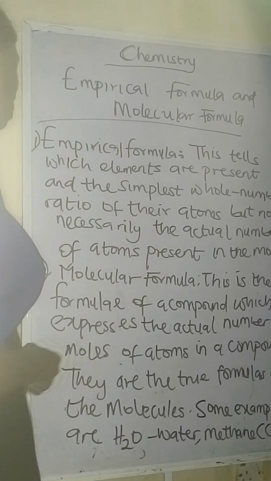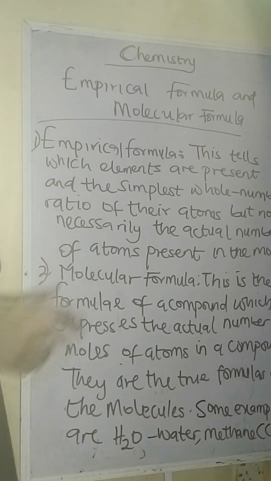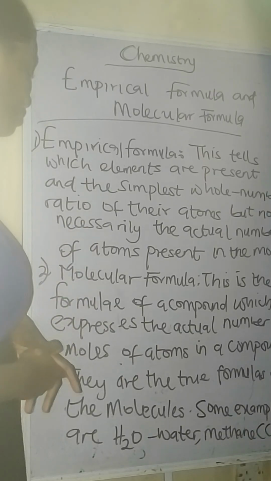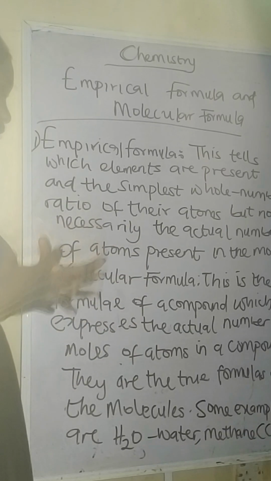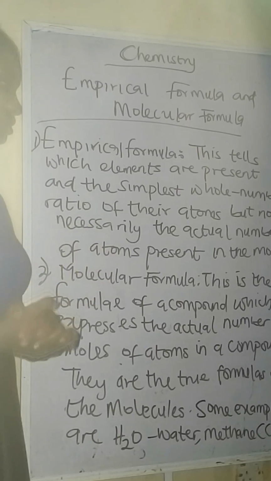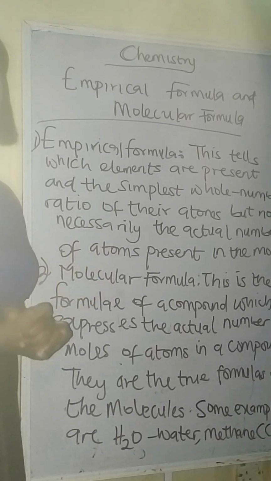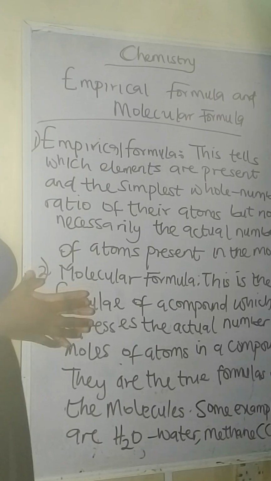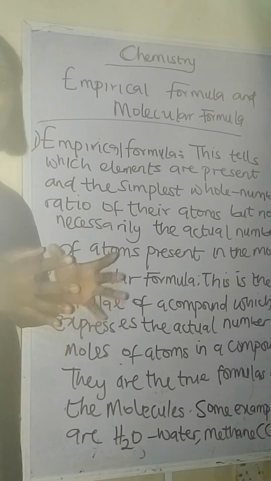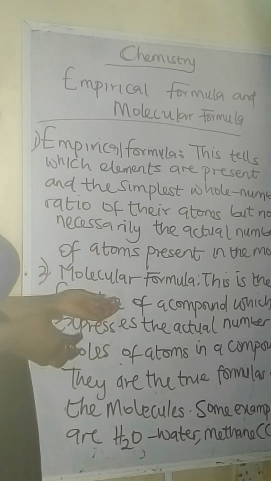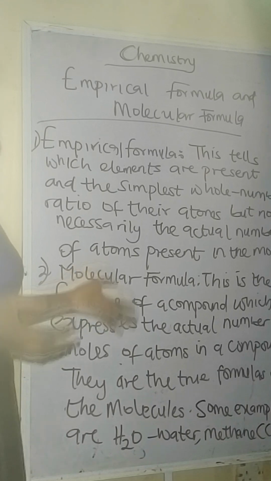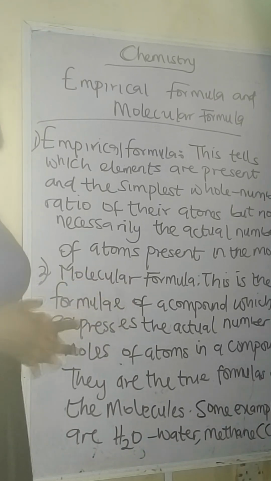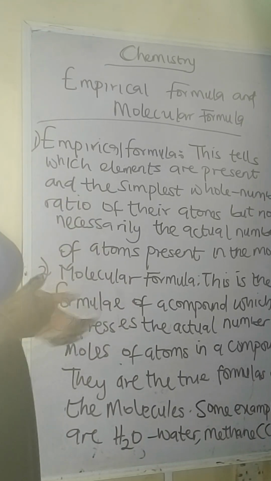Now let's move on to what molecular formula is. This is the formula of a compound which expresses the actual number of atoms in a compound. So if for instance we want to get glucose, we can get it through the molecular formula, by calculating it, compared to the empirical formula.